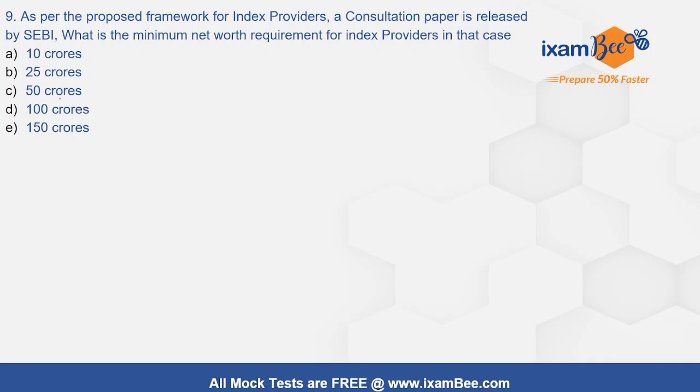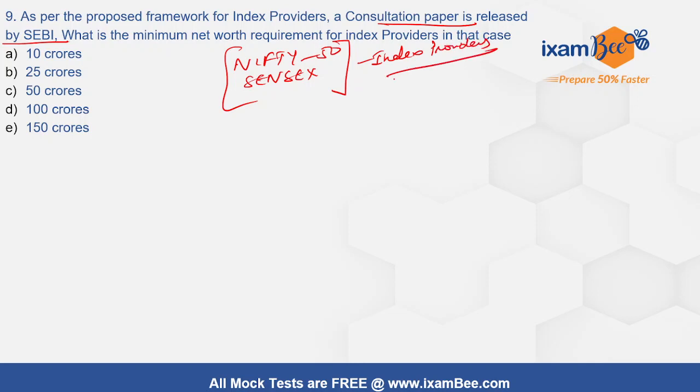Right. So as per the framework provided for index providers, a consultation paper is released by SEBI. We all know who these index providers are, which provide indices like Nifty 50 and Sensex. These are very important indices because they give information about the sentiment of the market, the investor sentiment, and so on. But these index providers do not come under the regulatory purview of SEBI. So in order to bring them under the ambit of SEBI's regulation, this consultation paper has been released.